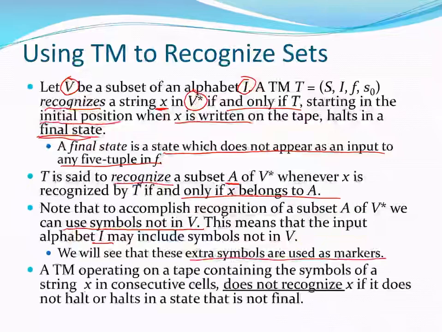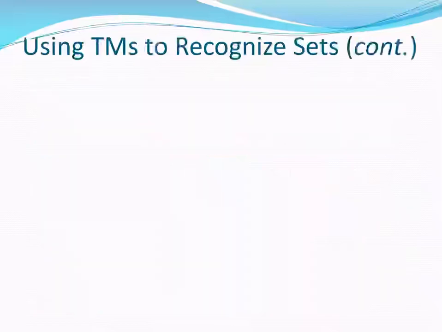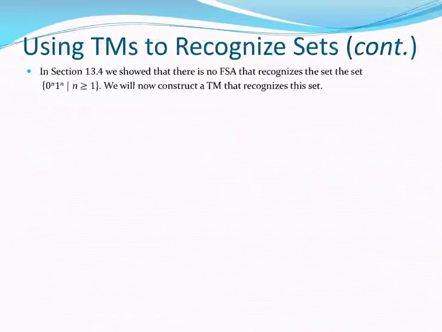And if we're looking at X on our tape and we halt in a non-final state, or we don't halt at all, then we have not recognized that particular string. You might recall from section 13.4 that there is no finite state automaton that recognizes the set 0 to the n, 1 to the n. But we're going to see that we can construct a Turing machine that recognizes it.